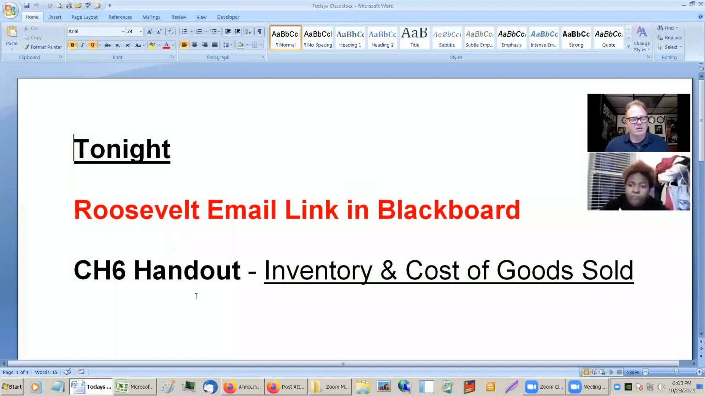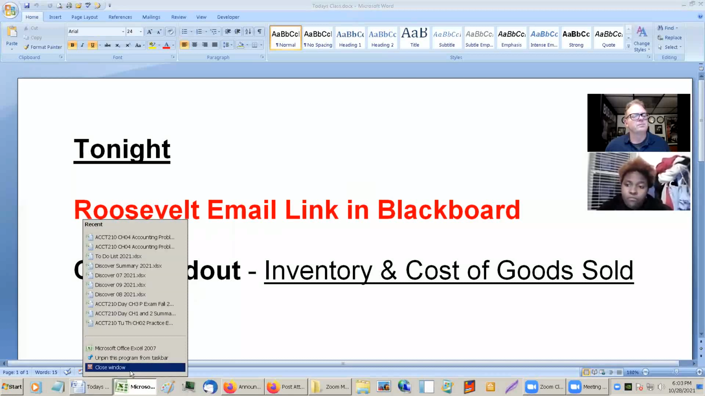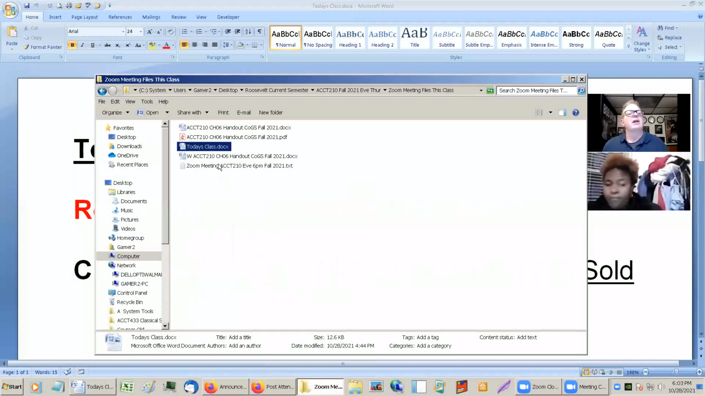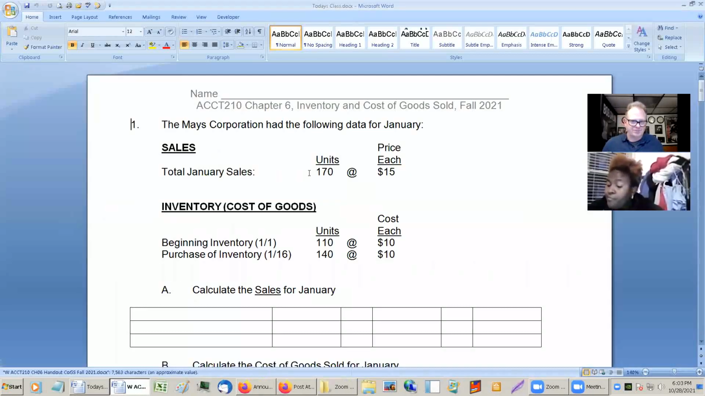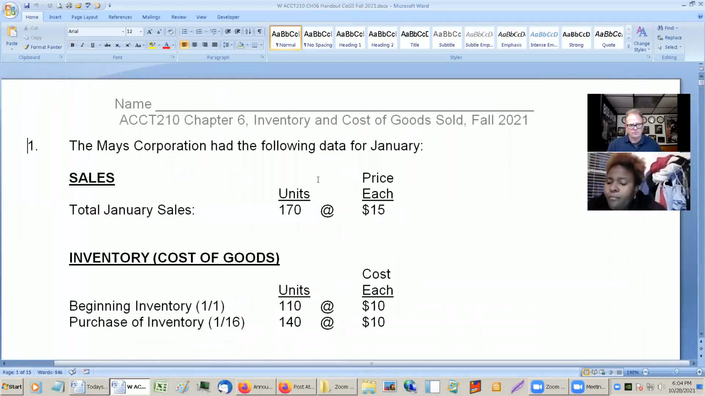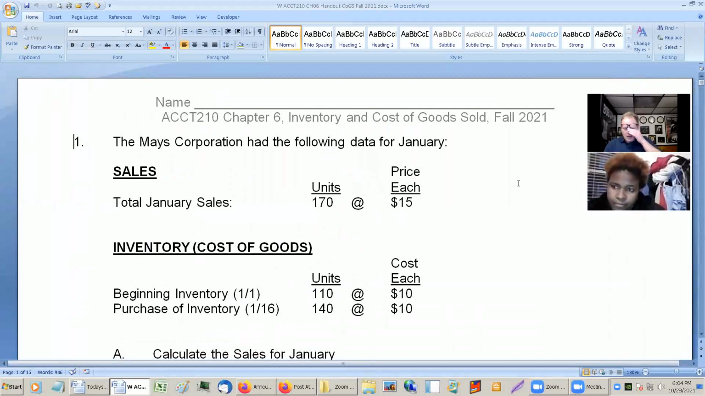Okay, today we will go over the Chapter 6 handout, which I sent out. It's also on Blackboard, but I did not pull it up for myself. Let me go over just a basic thing about the stuff we're going to cover. Here's the basic idea behind it.